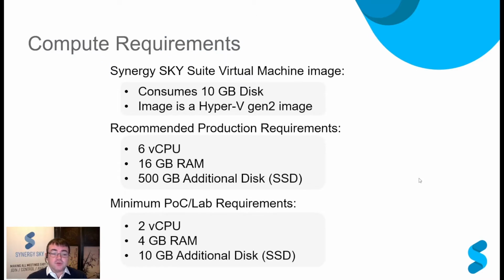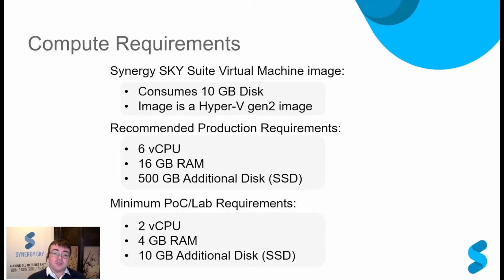Okay, so compute requirements. The Synergy Sky Suite virtual machine image for Hyper-V consumes around 10 gig of disk space, and the image is also a Hyper-V Gen 2 image. Recommended production requirements is 6 vCPUs, 16 gig of RAM, and 500 gig additional disk SSD for the database.